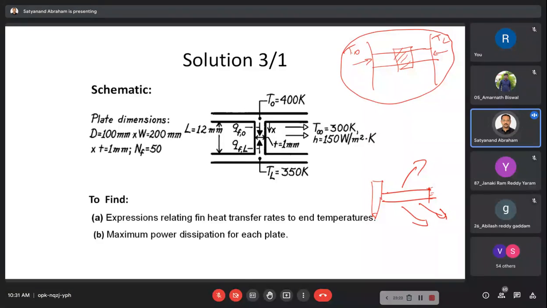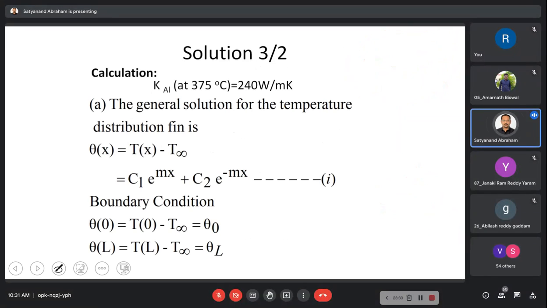So this is our situation. From the top, QF0 is coming. From the bottom, QFL is coming. The dimensions and all those things are given. The distribution is given, and we write theta is equal to T minus T infinity.